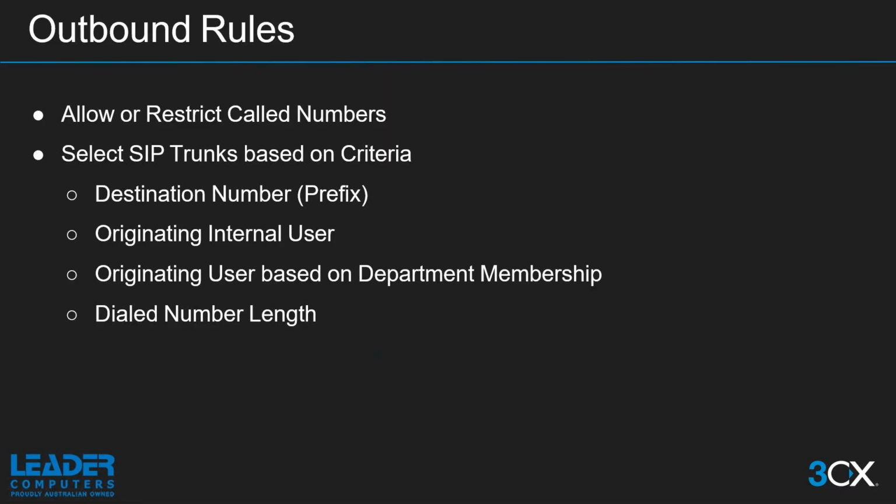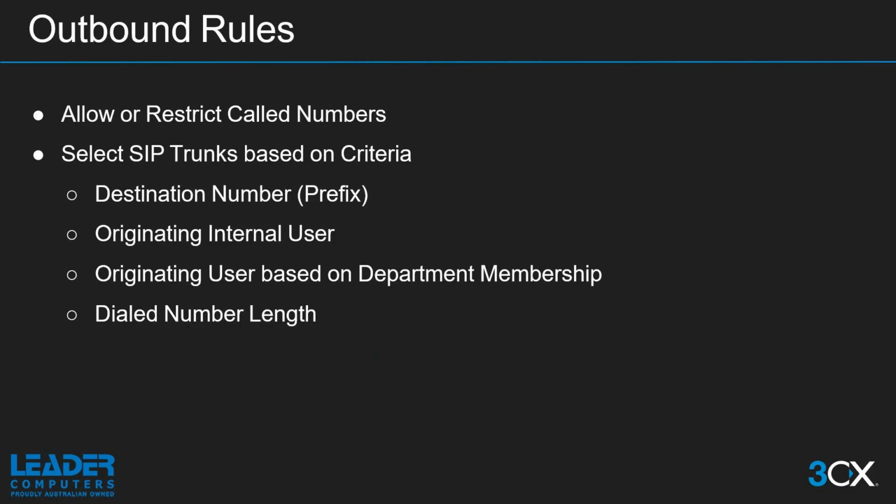And outbound rules. Outbound rules is the option that controls how the calls will be sent outside the 3CX and through which trunk. It can be used to allow or restrict calls to a number, and you can also select the SIP trunk based on the criteria of the destination number prefix or originator internal user, or the user based on department membership, or the dialed number length.